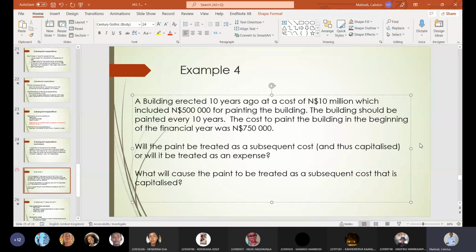The second part of the question: what will cause the paint to be treated as a subsequent cost that is capitalized? Anyway, they're all subsequent costs. The painting is a subsequent cost. As long as it's after initial recognition, it is a subsequent cost. But the question is, what will cause the paint to be treated as a subsequent cost that is capitalized?